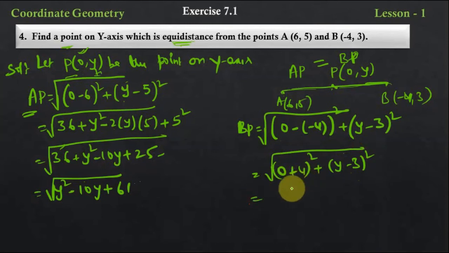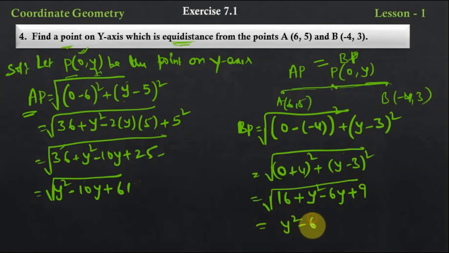Chalo, when you add this you will get 4 square, that is 16, isn't it? 0 plus 4 is 4, 4 square is 16. If you expand this again, (a minus b) whole square, a square, so minus 2ab, 2 3s are 6y, directly I am simplifying this, then b square is 9, under root, right? So now first we'll write the y square term, then the y term, then we'll add these two numbers. 16 plus 9 is plus 25, right? So this is the value of BP.